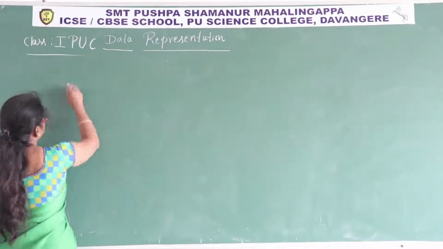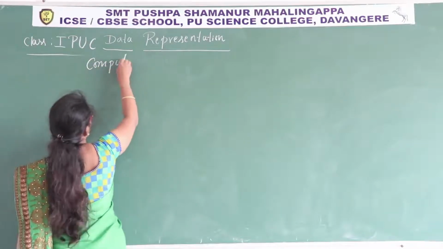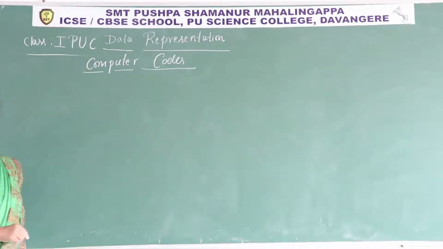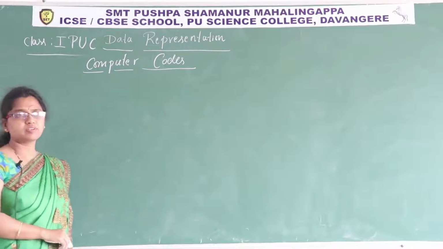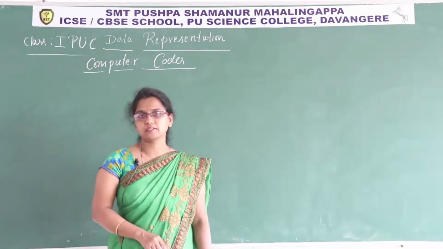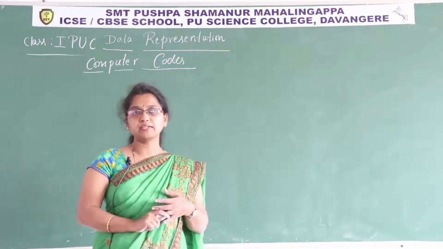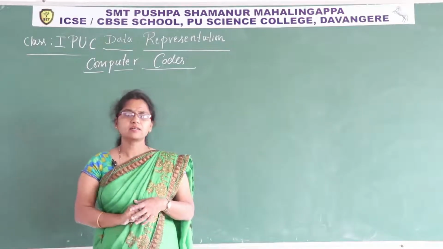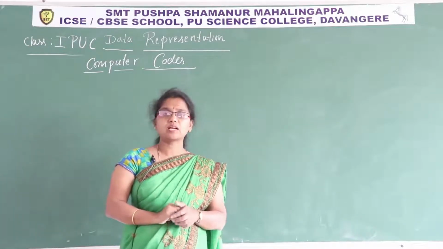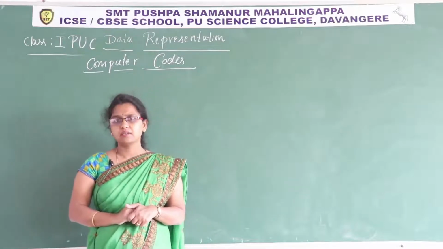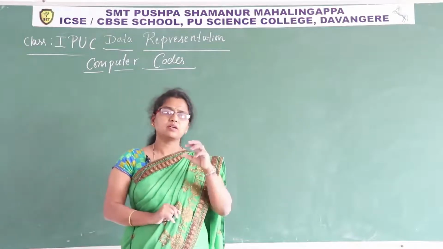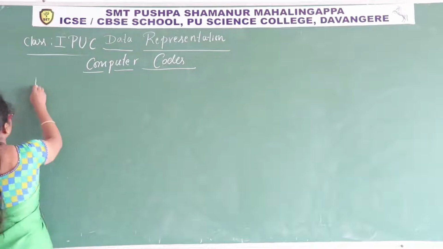Next, computer codes. See, there are different coding systems for each and every character on the keyboard. We have different categories of characters: alphabets, digits, special characters, punctuators, functional keys, isn't it? Some non-printable keys. These are the different characters available on the keyboard. The computer has to recognize these characters, so in order to understand them, there are different coding systems. What are those coding systems? Let us understand one by one.